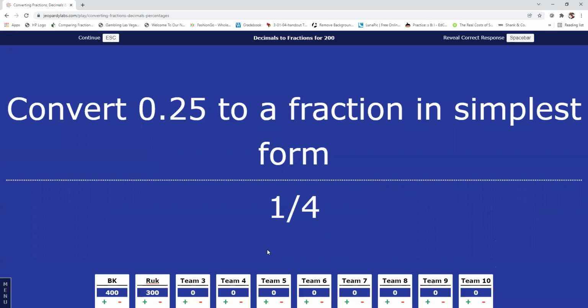All right, who got this one correct first? Okay, just Sean, the first person. So remember that it says simplest form. So you guys had to reduce it all the way down. All right, let's get Sean on the board for 200 points. All right, let's keep it moving.